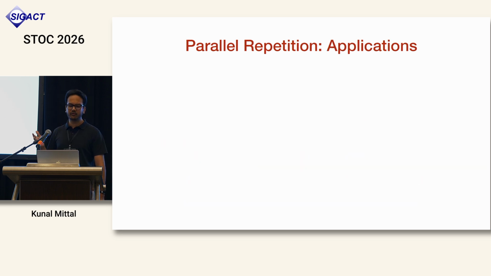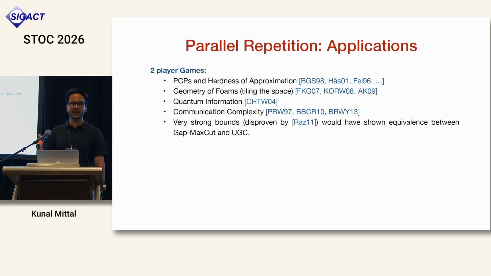And so before I move to our results, I will also just generally mention some applications. The 2-player case of parallel repetition since the 90s has found a lot of applications. For example, in PCPs and hardness of approximation, in how you can tile the space using some weird tiling bodies, in quantum information, communication complexity, and so on.